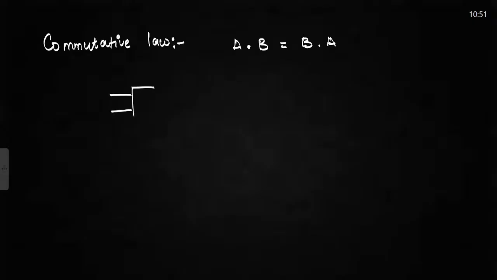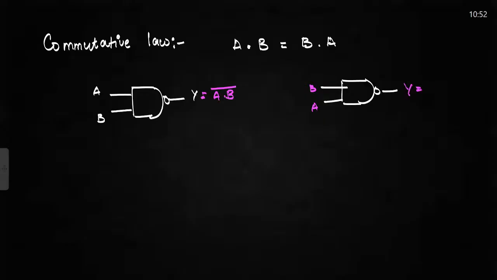I am having two inputs, a NAND gate with A, B. Then my output, and again I will draw another NAND gate for interchanging those inputs. So here I am having inputs A, B. No, no, sorry, I will change. So here it is (A dot B) bar, and here it is (B dot A) bar. So these two are equal.